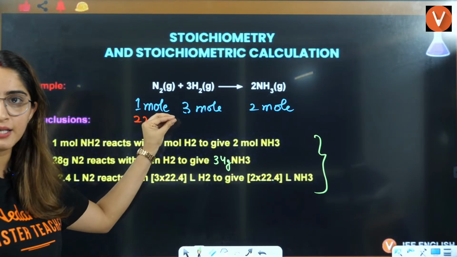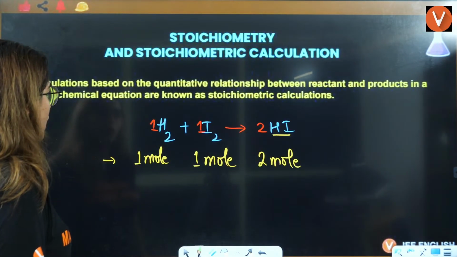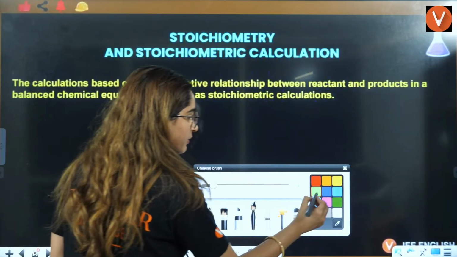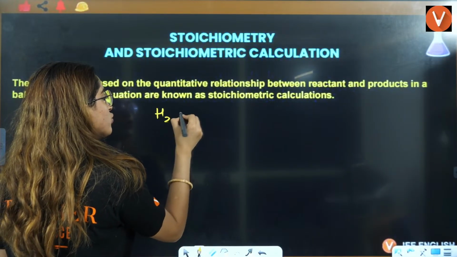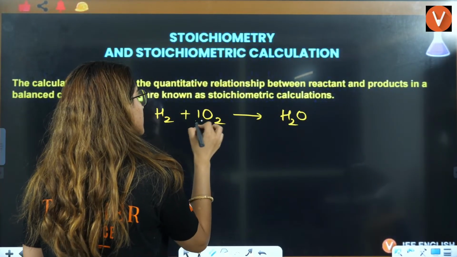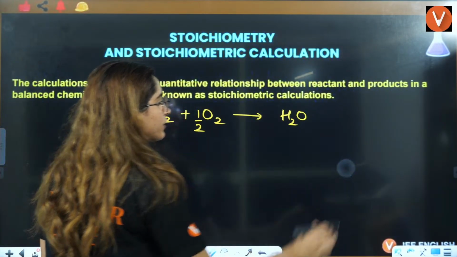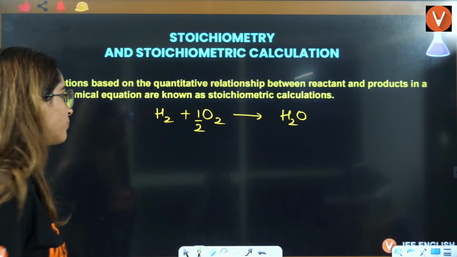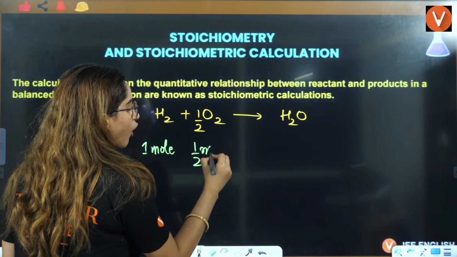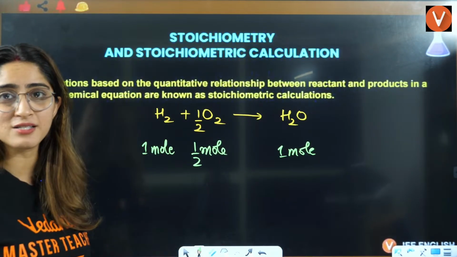You have any chemical reaction. Okay, I'll give you one more chemical reaction. Now here you have to tell me all these things. Let's say you have H2 plus O2 give rise to H2O, the balanced equation. Now tell me what this is telling you. Firstly, it is telling me that 1 mole of H2 reacts with half mole of O2 to give 1 mole of H2O. This is the first thing that it is telling you.